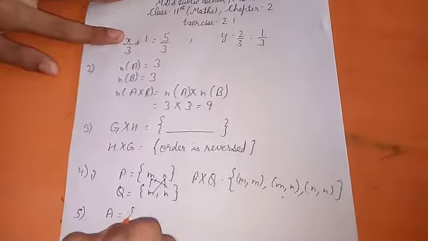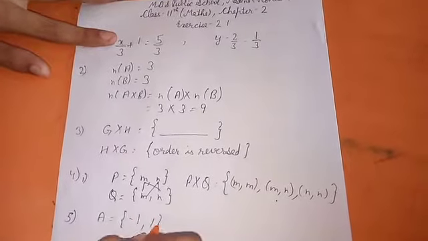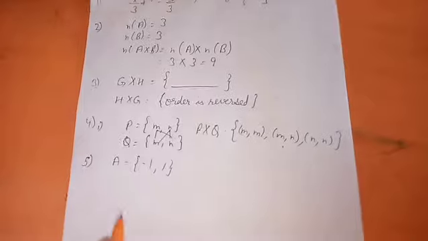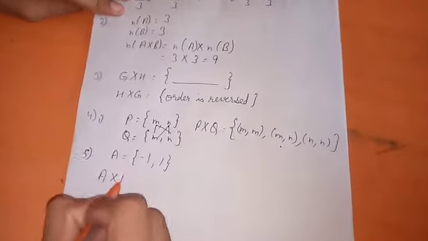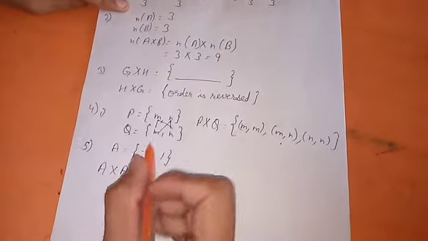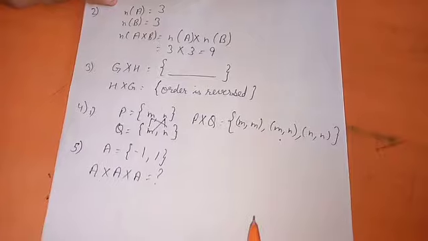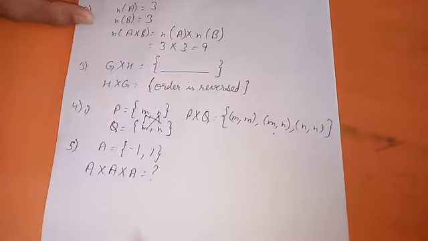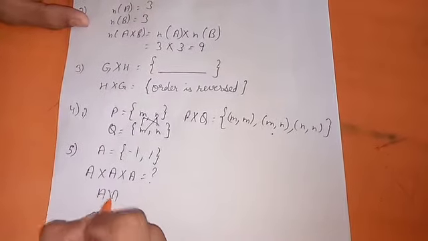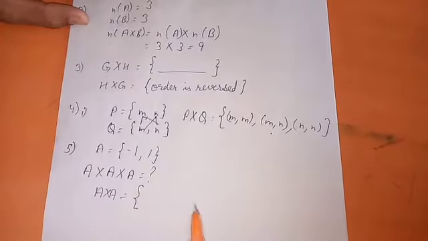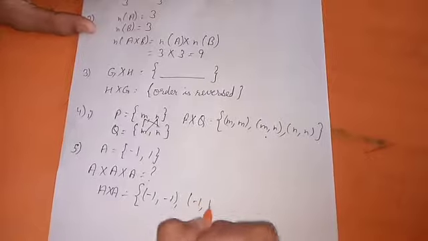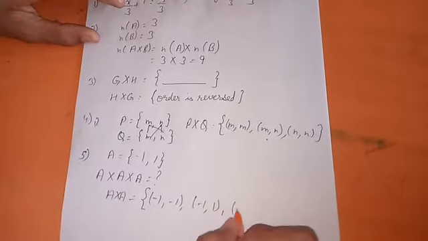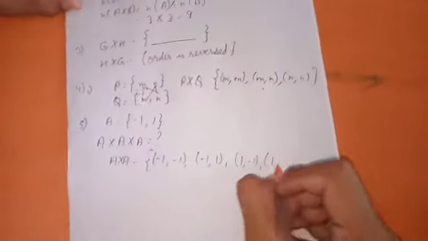Okay. Now fifth question. In the fifth question they have given us one set, {-1, 1}, which contains only these 2 terms, and then we have to find the triplet, means we have to find A cross A cross A. So first of all we will find the doublet, means the pair A cross A. That will be what? (-1, -1), (-1, 1), (1, -1) and (1, 1).